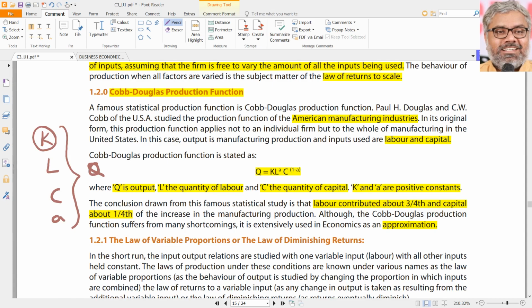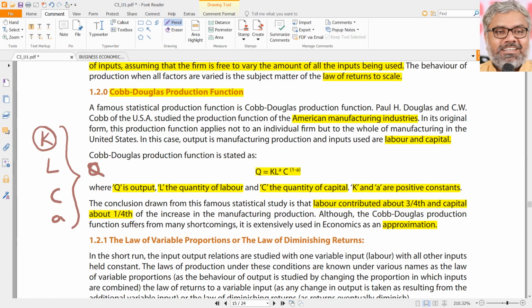Whether it is economics, mathematics, statistics, financial management, whatever the subject, any formula is basically an equation. There is a left hand side, there is a right hand side. If a formula has n number of denotations, data will be given in the question for n minus 1 denotations, and you have to find out the missing figure. So in this case, there are 5 denotations, Q, K, L, C, A. Any 4 can be given and you will be asked the 5th.